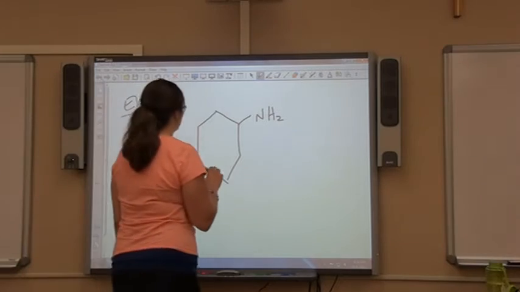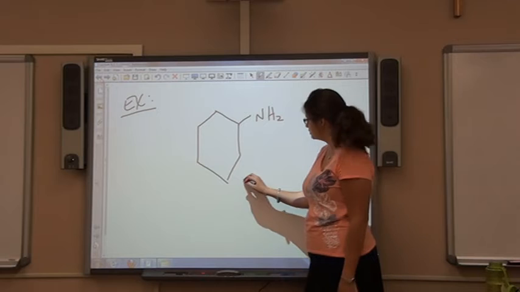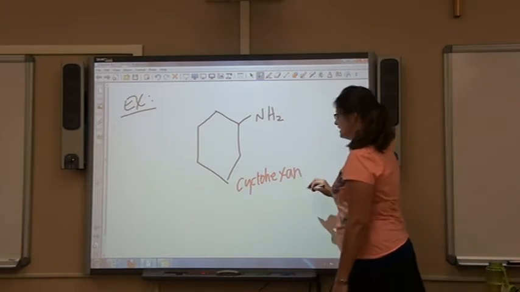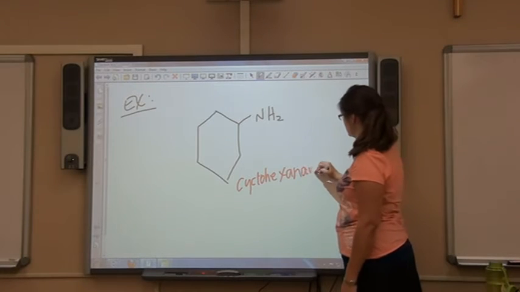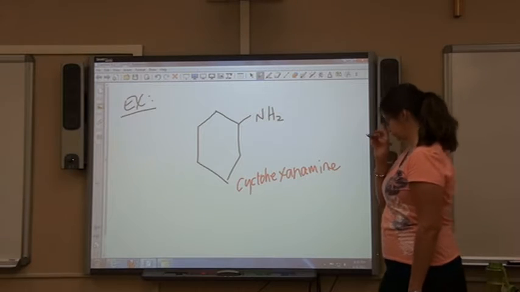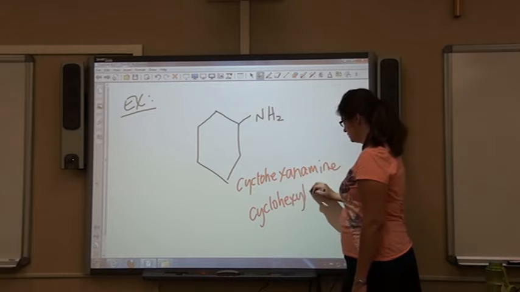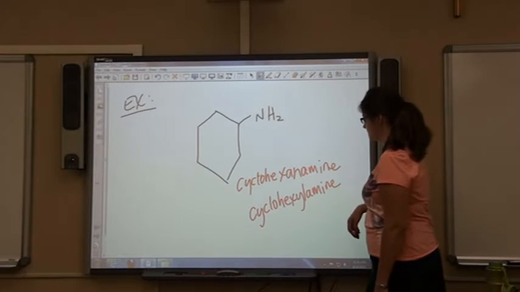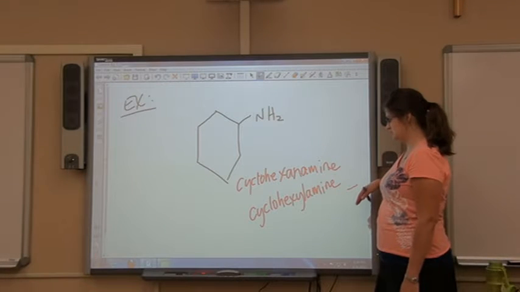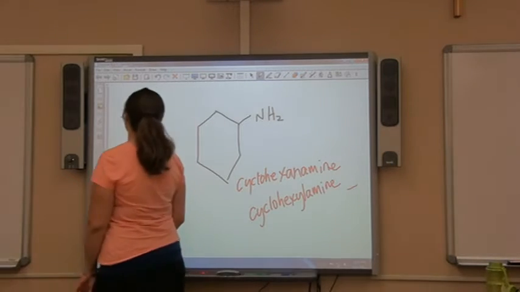Here we have one. Name this as you would a regular alkane, cyclohexane. We're going to take that last E off and add amine. So we have cyclohexanamine. You could also write cyclohexylamine. This is technically what we call the common name, and sometimes the common name is more common than the systematic version.